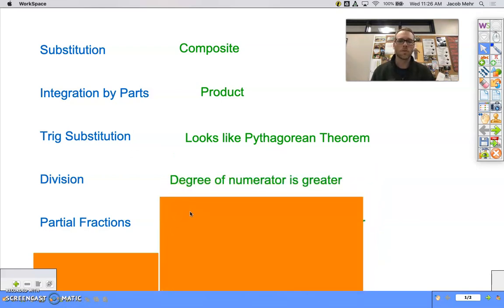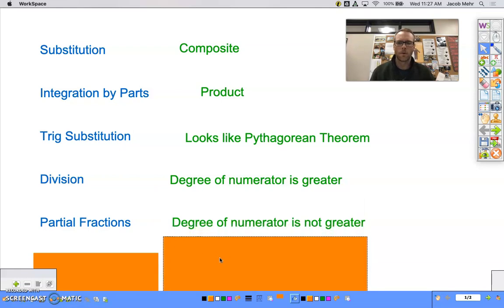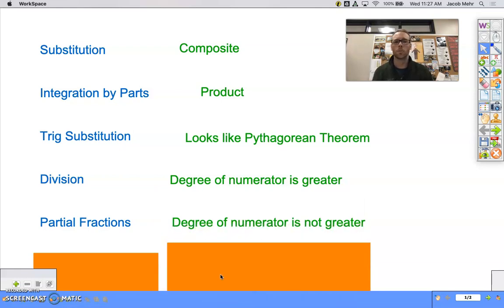Next one, division. We use division when the degree of the numerator is greater than the degree of the denominator, and we can just divide it out, and then we get each individual part, and then we have the remainder, which usually is going to involve a natural log, not always, but usually, to get that last piece. And then lastly, we have partial fractions, and that's when the degree of the numerator is not greater than that of the denominator. And we can split it up into several fractions. We can solve for the numerators and handle each of those fractions then individually.